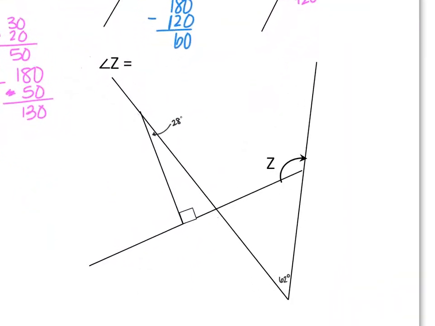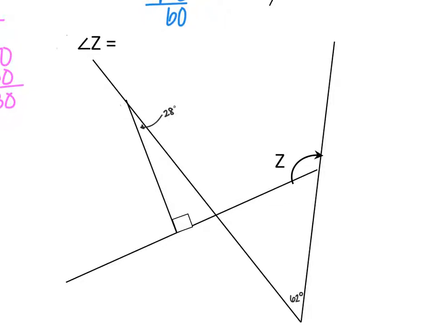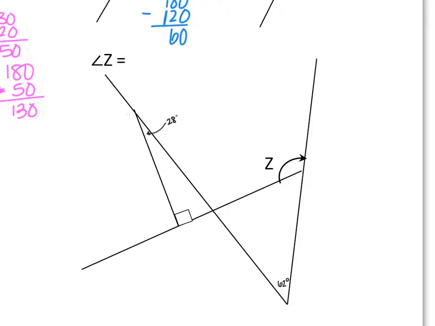All right, lastly, let's look at a more complicated one. All right, so I'm given no information, but I am given two angles. So I have 28 degrees and I have 62 degrees. Well, let's just kind of start with what I know.